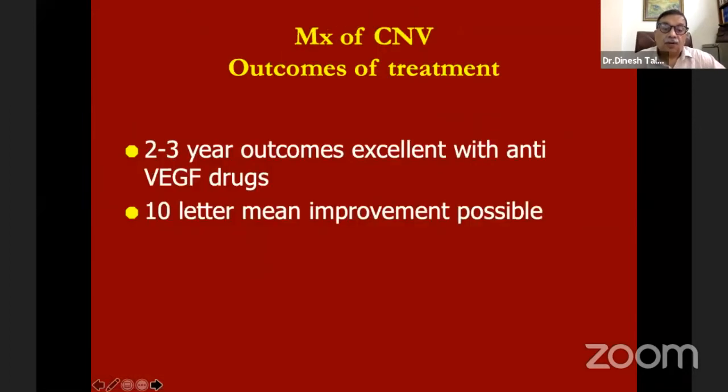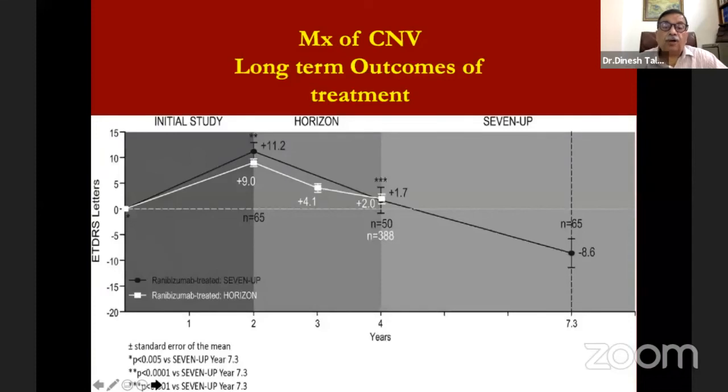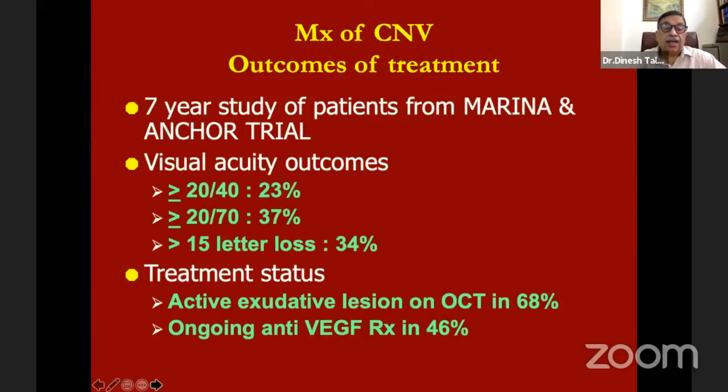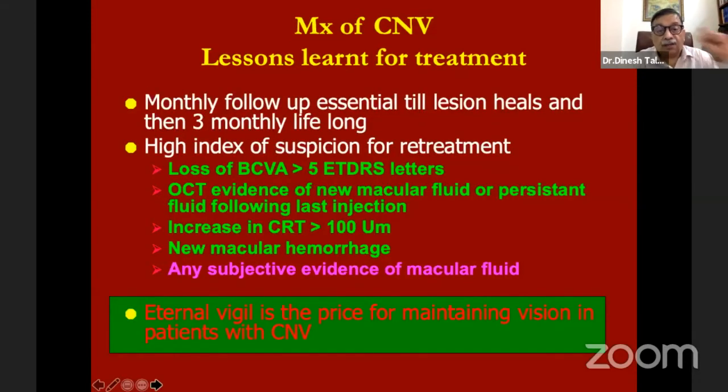The mean outcomes after treatment with anti-VEGF drugs are very good for the next 2-3 years, and up to 10-letter improvements occur. But over a period of time, 5 to 7 years, these patients will start losing vision. But still, at least 1/4 of your patients will have better than 6/12 vision, and you would be able to get better than 6/18 in 1/3. The important thing is that ongoing treatment would be continuing in half of your patients. So the important thing is, it's a lifelong disease.